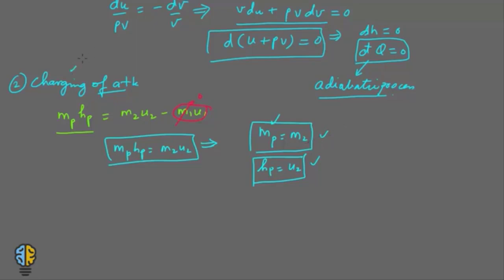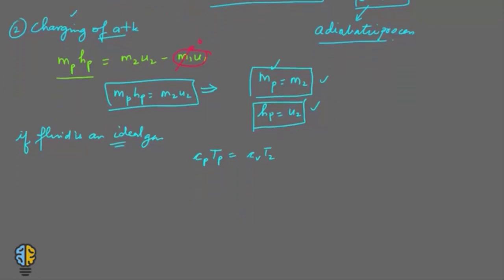Now if we talk about charging and we say that the fluid is an ideal gas, then the temperature of the gas in the tank after charging can be found out by this. So the fluid values are CpTp, okay, and this is equal to Cv into T2 because we are filling up a constant volume, okay, and the supply line has a constant pressure.